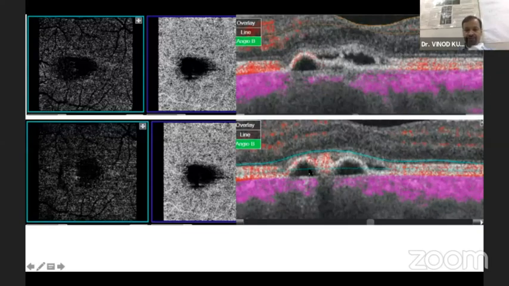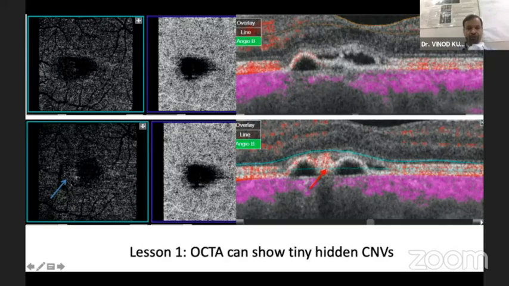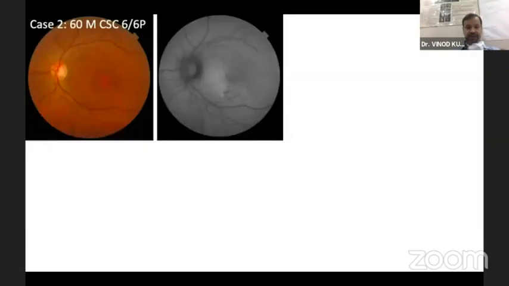Now, if you do OCTA, again it does not show much, but if you go carefully through the OCTA, you see some flow lesions over the area of this PED. This does suggest that the patient is developing some sort of neovascular lesion, and it can be seen on the en face images of OCTA as well. So the lesson we learn from here is that OCTA can show us tiny hidden CNVMs in certain scenarios.